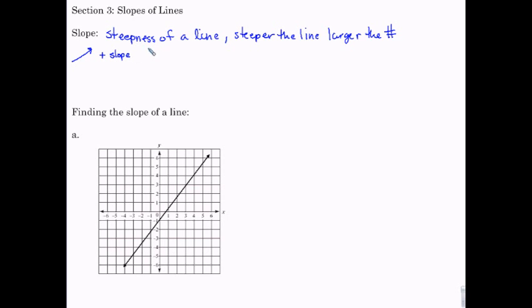Okay, so slope is the steepness of a line. The steeper the line, the larger the number. If you move up in this direction, you have a positive slope. If you move down in this direction, you have a negative slope.